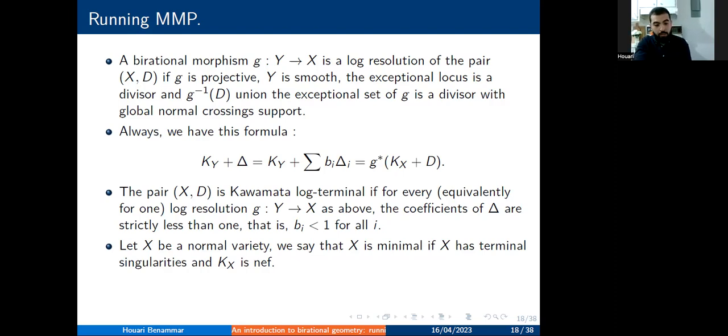So if X is a normal variety, we say that X is minimal if X has terminal singularities and, as in the surface case, the canonical divisor is nef. Okay. So here we add just a condition on singularities, that singularities are terminal, because this type of singularities appears.